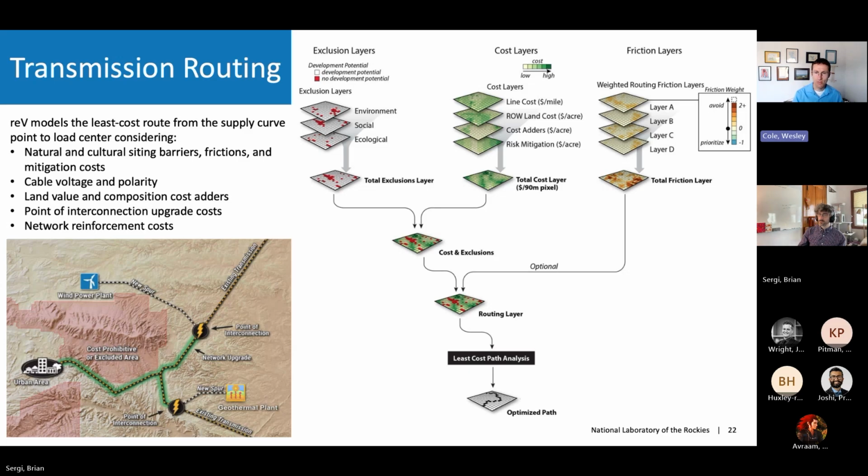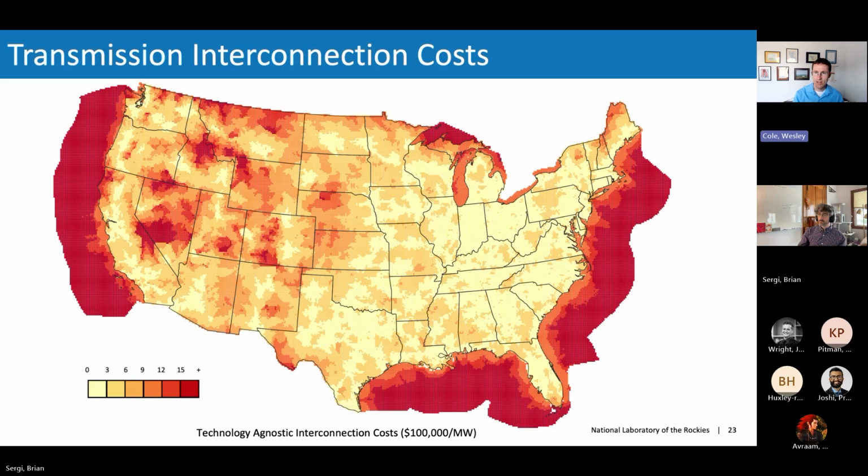So let's go one more slide here. So this is showing one view of that. Different siting regimes will give you different costs and different assumptions on those siting and routing layers. This is one output from one scenario where you get different regions that have different costs to interconnect those locations into the transmission infrastructure. So that's background on the supply curves themselves, how they're created.